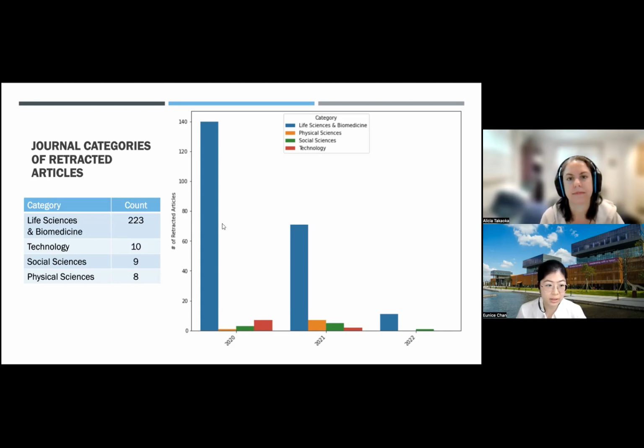So we've also colored it according to journal category. In life sciences and biomedicine, it had the most with 223 retracted articles. Technology had 10, social sciences had 9, and physical sciences had 8. So just to continue on the theme of the fact that life sciences and biomedicine had the most retracted articles for COVID-19.